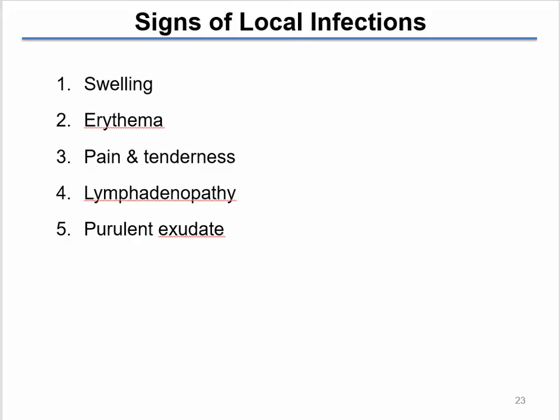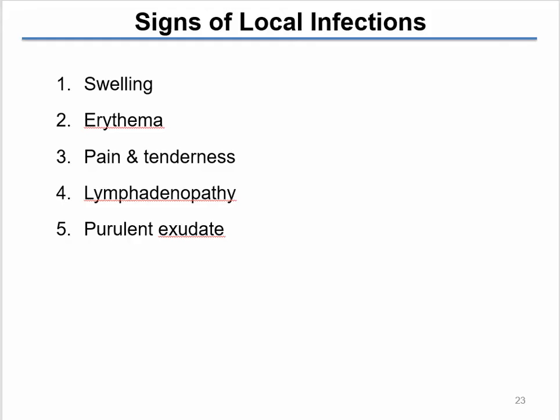Lymphadenopathy is really swollen lymph nodes. That's a sign of infection, and a lot of times it's like, oh, do I have an ear infection? Check my cervical lymph nodes. Yeah, they're palpable, therefore it's a good chance. Purulent exudate is a pretty good sign that you've got an infection locally. So if it starts to ooze pus, then chances are good that it's an infection, probably bacterial infection.